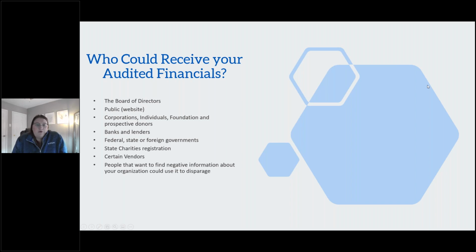So let's talk a bit about who could be receiving your audited financials, because it could go to a variety of different parties. First and foremost, the board of directors, or all of you, would be the first party that would receive these financial statements. Usually the financial statements would be approved by either the audit committee or the board as a whole, depending upon your bylaws. But at a bare minimum, these should be shared within the board of directors, and you should be reviewing them annually or periodically if you get them more often.